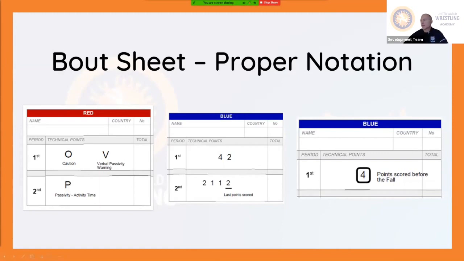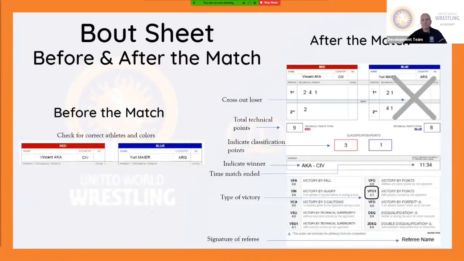And the last one over here to the right is looking at anytime you have a fall that occurs, circling the last points on that bout sheet that were scored. So that helps to indicate a couple of things. One, that there was a fall, and then you're showing the points that were scored directly before that. So that's just a little bit on the proper notation.